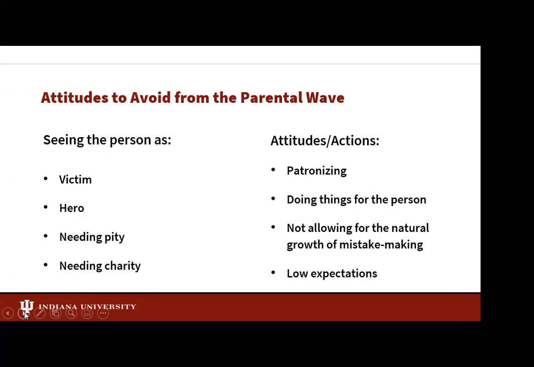So avoid seeing the person as needing pity, avoid seeing the person as needing charity, avoid patronizing, doing things for the person and not allowing for the natural growth of mistake making, and having low expectations for people with disabilities. And I think, maybe even particularly for people with neurodivergent identities in a lot of ways, it keeps people from becoming as independent as possible. It keeps people from succeeding as much as they can in school and work and in their lives.